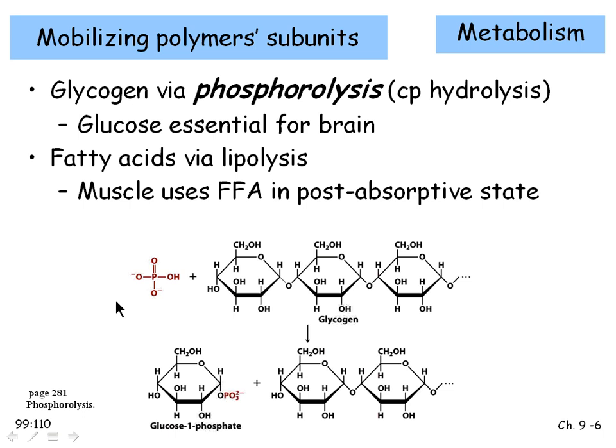A second source of energy that can be recruited is the fatty acids, and those are through lipolysis. And it's interesting to note that our muscles are actually pretty good at using fatty acids for energy. They're not solely committed to glucose the way the brain prefers.